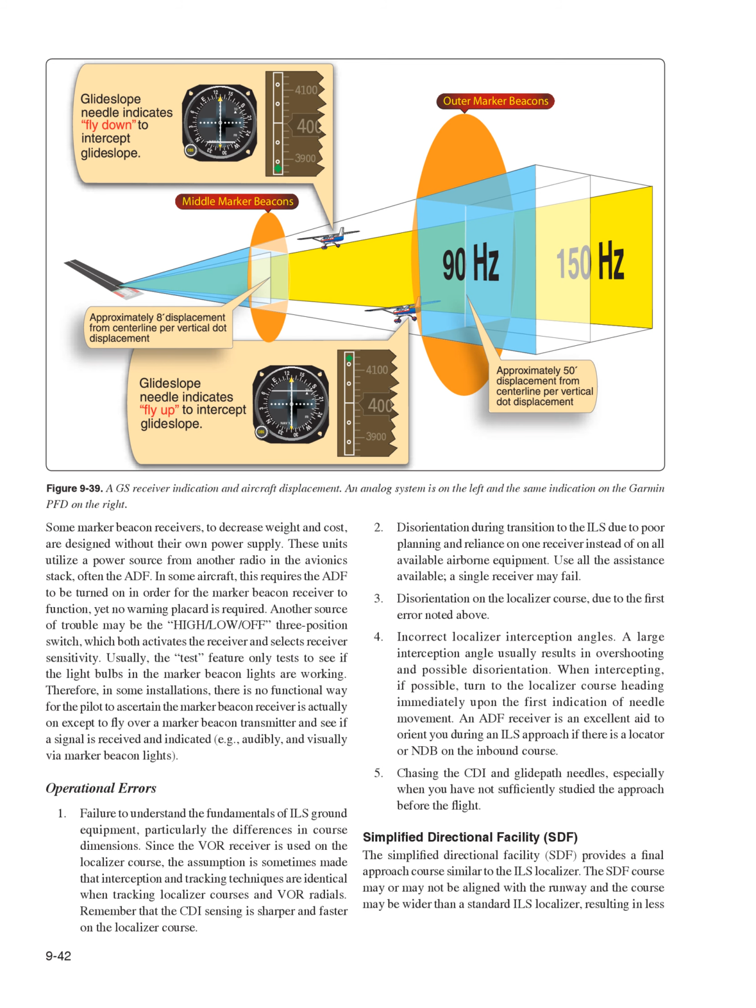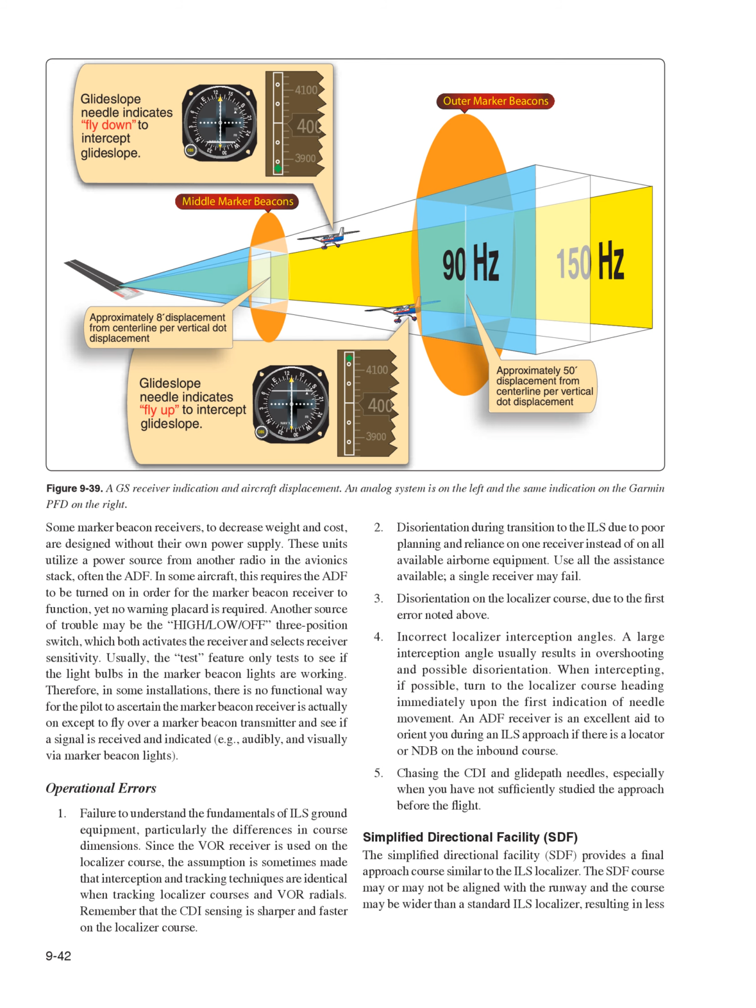Another source of trouble may be the high/low/off 3 position switch, which both activates the receiver and selects receiver sensitivity. Usually, the test feature only tests to see if the light bulbs in the marker beacon lights are working. Therefore, in some installations, there is no functional way for the pilot to ascertain the marker beacon receiver is actually on except to fly over a marker beacon transmitter and see if a signal is received and indicated, for example, audibly, and visually via marker beacon lights.